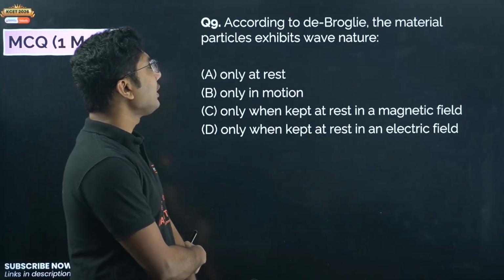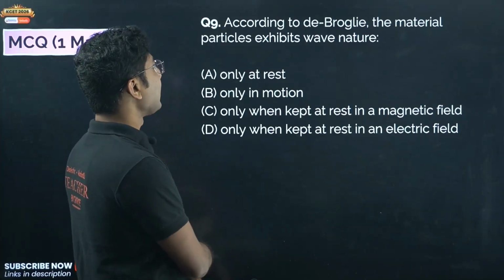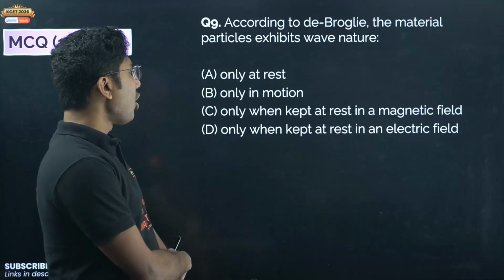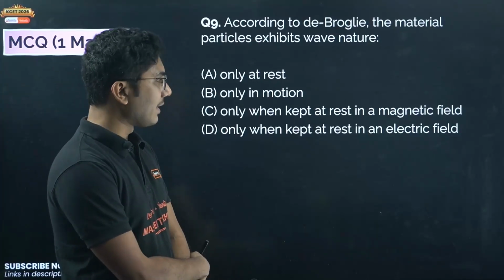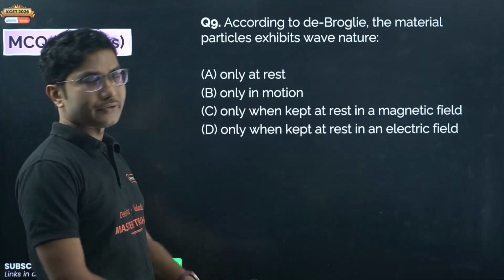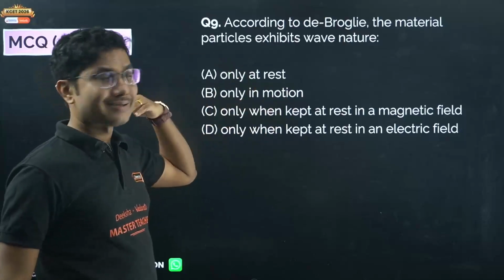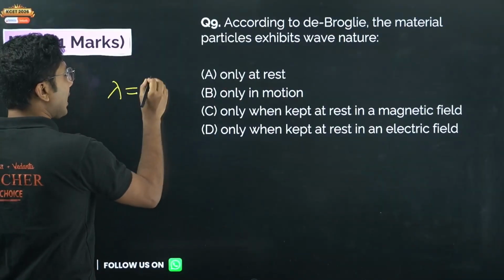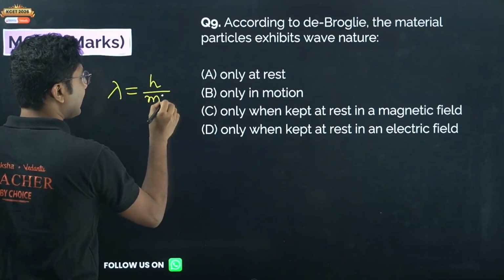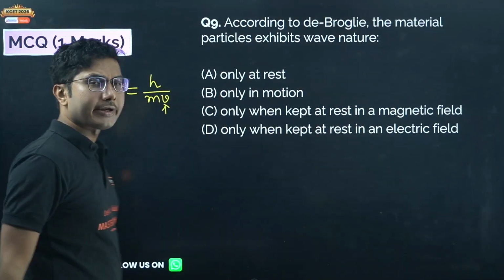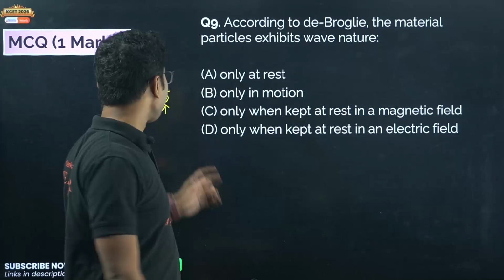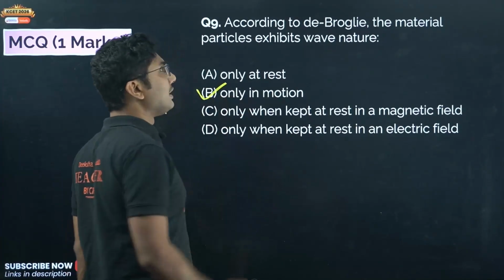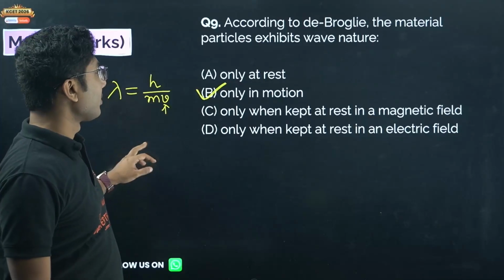Next, according to de Broglie, the material particle exhibits wave nature only at rest, only in motion, only when kept at rest in a magnetic field, or only when kept at rest in an electric field. So electric field and magnetic field have nothing to do with de Broglie wavelength. Again, the same formula, lambda equals h by mv, so it has to be in motion. If it is not in motion, then we will not get any wavelength. So it is only in motion that we observe de Broglie wavelength.